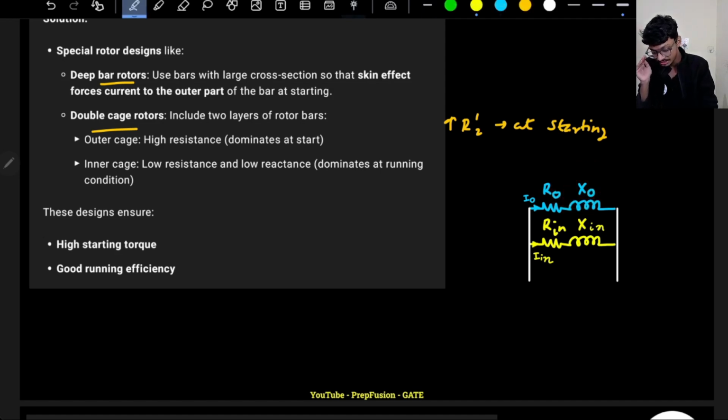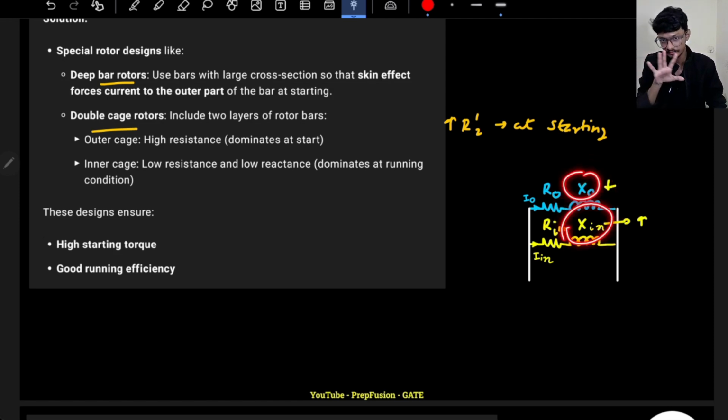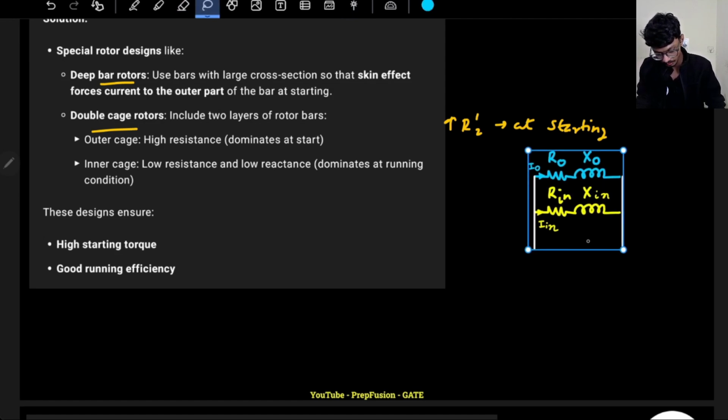At high frequency, this reactance will be very high and this reactance will be low. So the ratio of reactance will basically decide the current. Most of the current will flow through where? At high frequency, both of these reactances will be very high compared to the resistance. So I will draw the circuit. There will be two circuits, one for low frequency and one for high frequency.